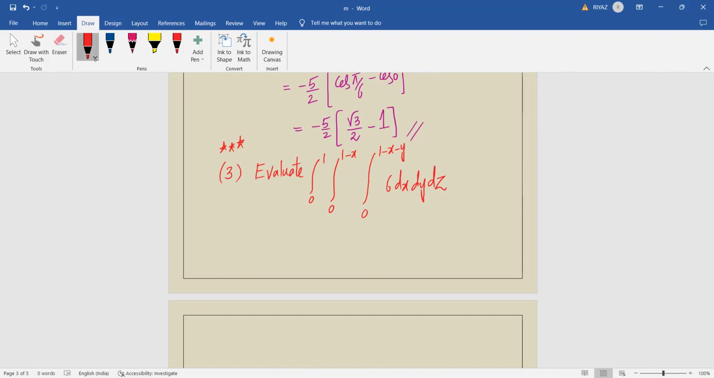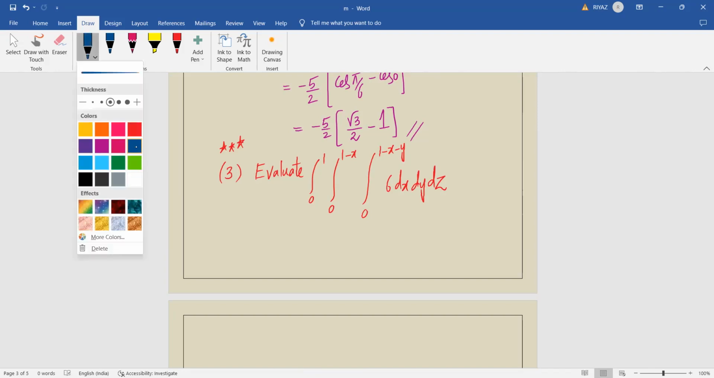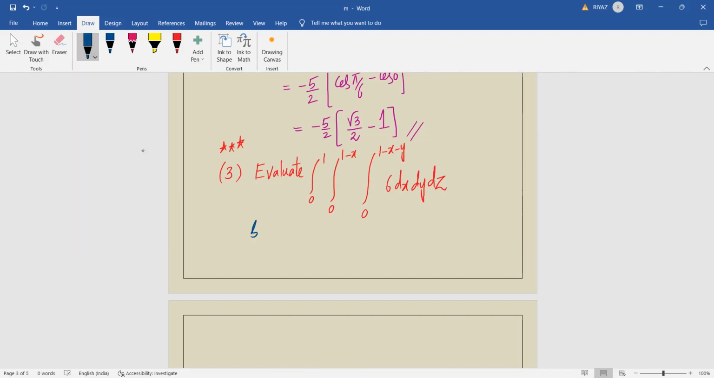Now the solution: you see here, the third limit is in terms of x and y. The hint I gave you is that the limits of x should not be in terms of x. The limits of x should be in terms of another variable. The limits of y should also be in terms of another variable. Here it is in terms of x and y. Means which limit is it?